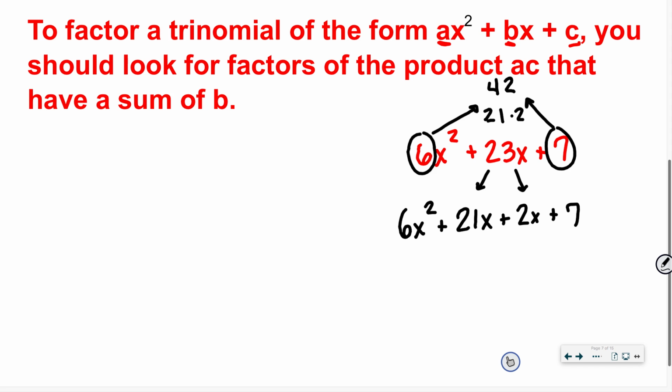So using the example that we had, the reason we came up with the 21 and the 2, I first multiplied the coefficient 6 and the constant 7 to get 42. From there, I'm going to factor 42 and find the 2 factors of 42 that add up to that middle term, that add up to that 23. I know my factors here are 21 and 2, so I'm going to rewrite this as 21x and 2x.